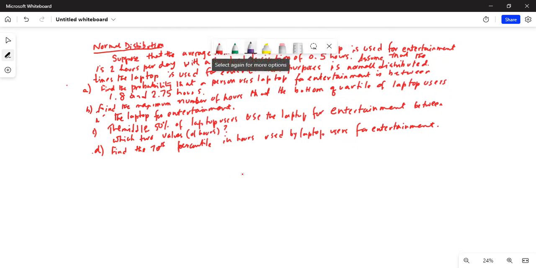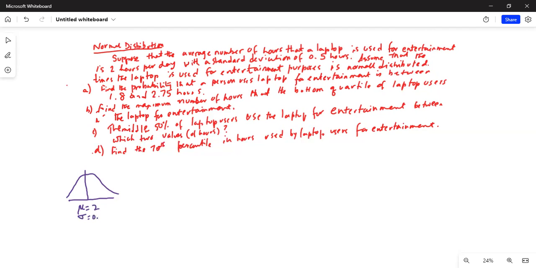So, okay. So we will draw a diagram. The mean is 2 with a standard deviation of 0.5, so something like this. Normal distribution, approximate bell-shaped curve. The position on the horizontal axis where the peak is the maximum is the mean. So the mean is 2 and sigma is 0.5.